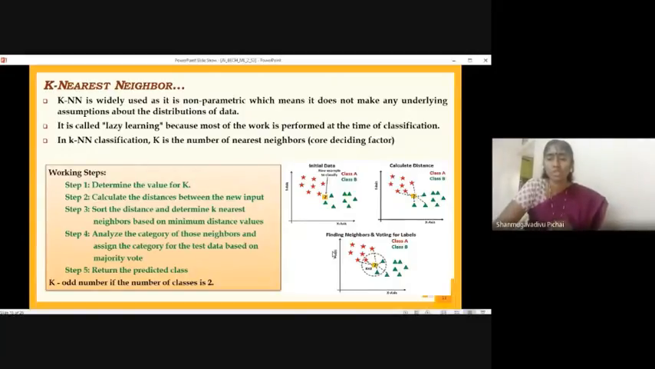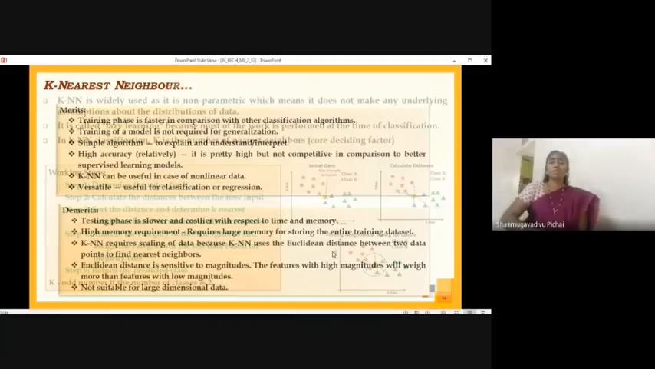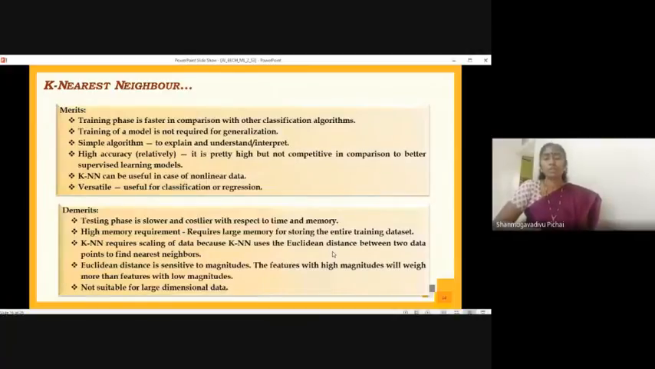So let us go to the next slide. This is about the merits and demerits of the k nearest neighbor algorithm. So what are the advantages? The training phase is faster in comparison with the other classification algorithms.